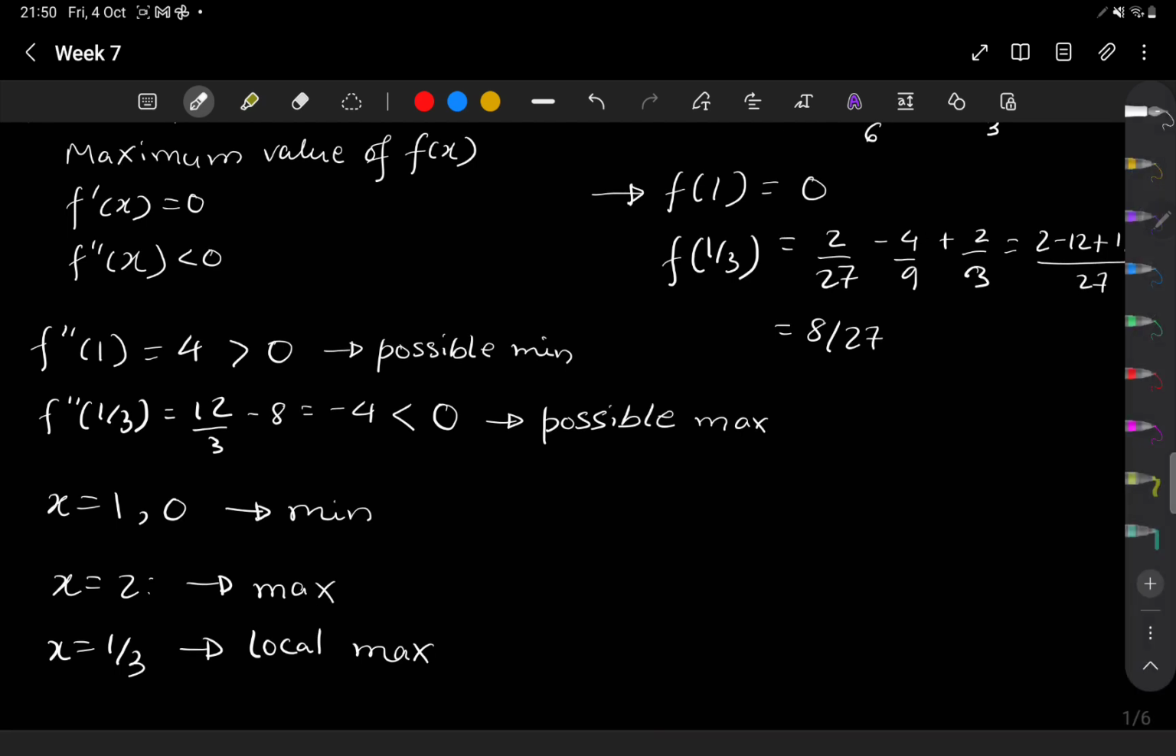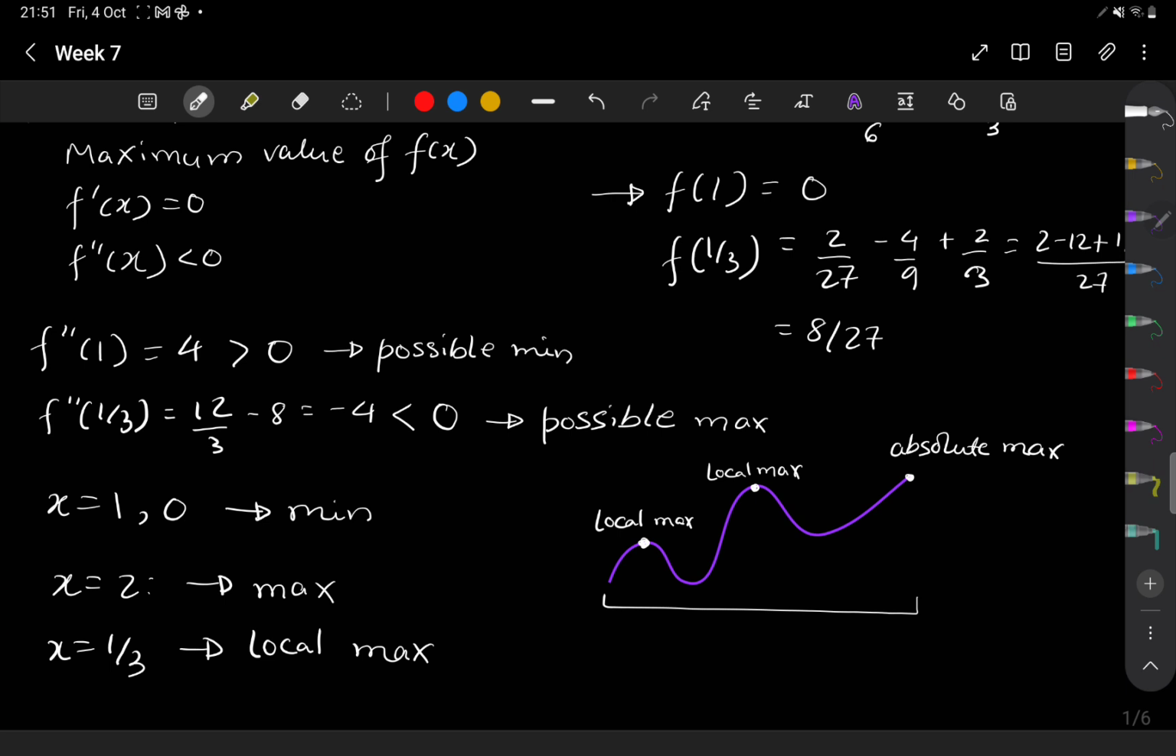So let's say your function looks something like this. You see that this point is a local maximum, and this point is also a local maximum, whereas if the function is defined within this region, this point is the absolute maximum. This is just a simple example I showed. Similarly, this point is below this, so this is the absolute minimum, and this point is a local minimum.